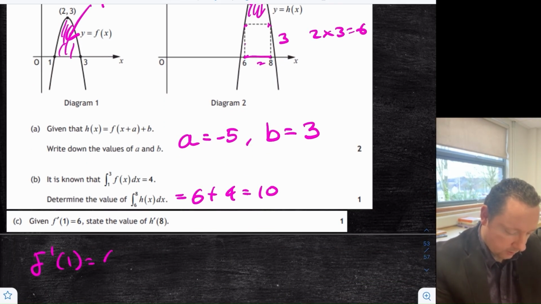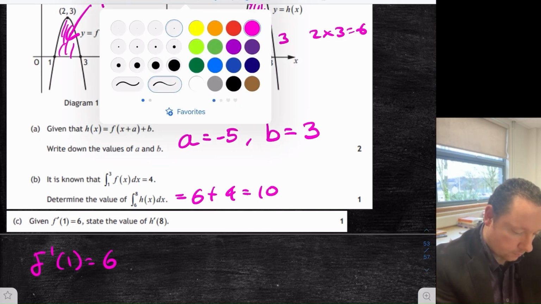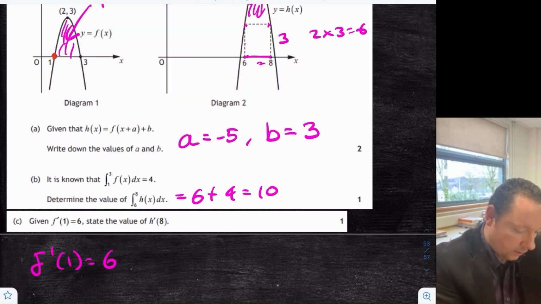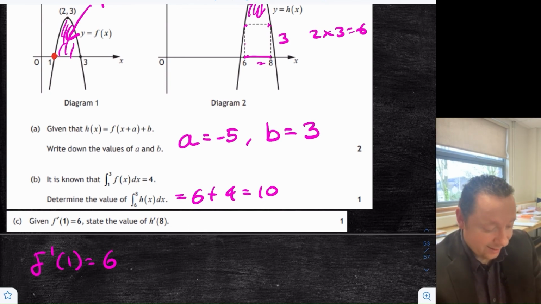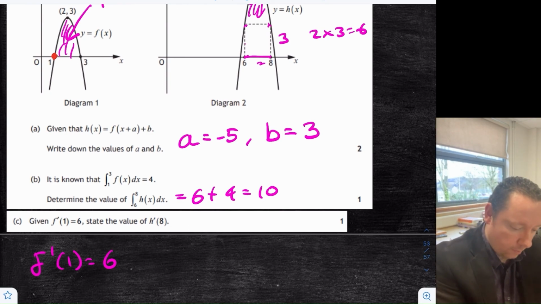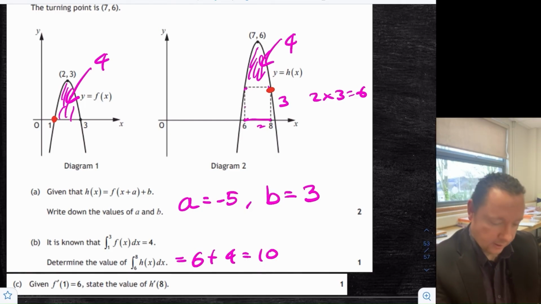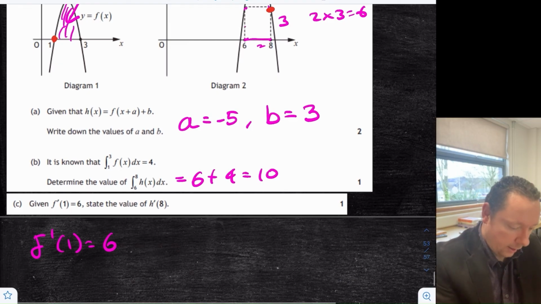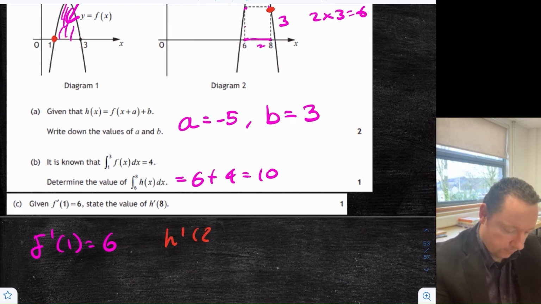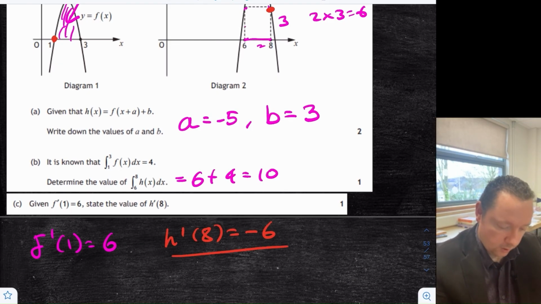Part C says, given that f dash of 1 equals 6, what's h dash of 8? f dash of 1 equals 6. Let's just use a different colour pen now. That means that the gradient of the tangent at this point here equals 6. And it's asking us, what is the gradient of the tangent at 8? Well, at 8 on h of x, 8 is this bit here. Now if we imagine looking at this graph instead, that would be this point here. It's a mirror of this, so it's sloping down the other way. So it's just minus 6, because it's just the other side of the graph. So h dash of 8 equals minus 6, and we're done there.